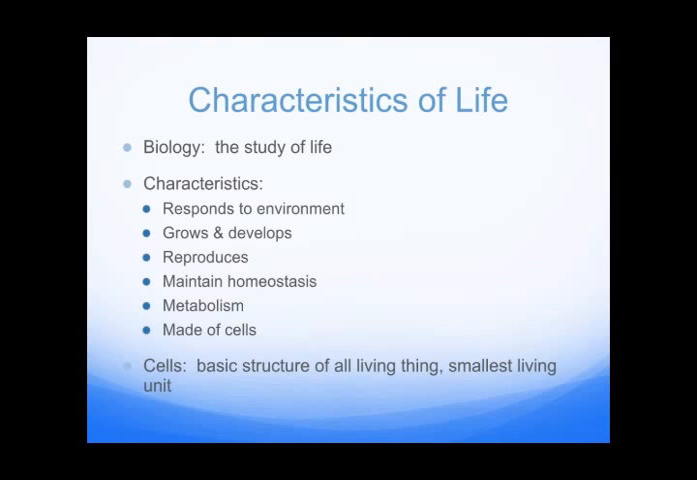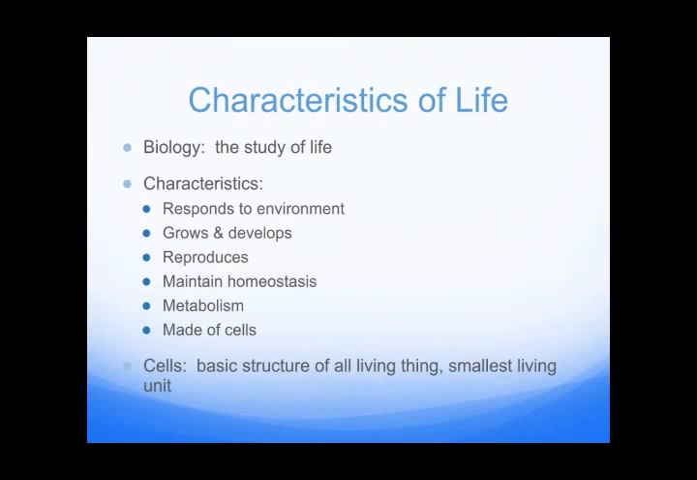The term biology is the study of life. It's the science of studying living organisms and living things here on Earth. First, we need to talk about the characteristics of all living things. You see that there's a list below of the 6 things that all living organisms must have. All living organisms must respond to their environment. They must grow and develop. They must reproduce. They must try to maintain homeostasis. They must have metabolism, and they have to be made of cells.